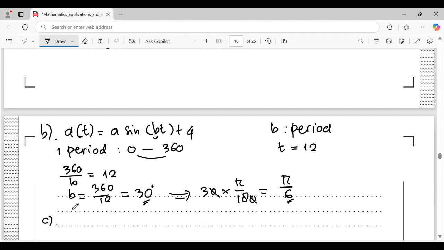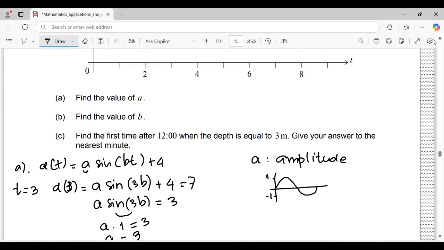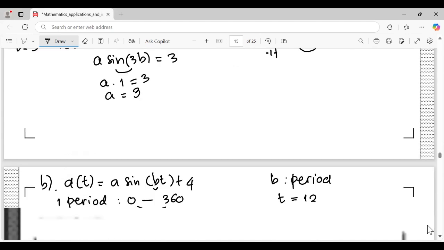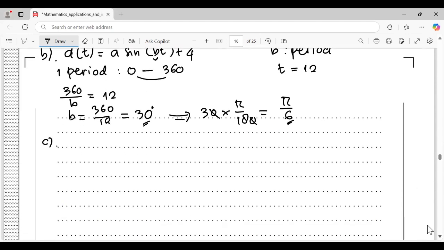Part C. Question: find the first time after 12 p.m. when the depth is equal to 3 meters. Give your answer to the nearest minute. 3 meters means D(t) equals 3. So we are going to find the time, after 12.